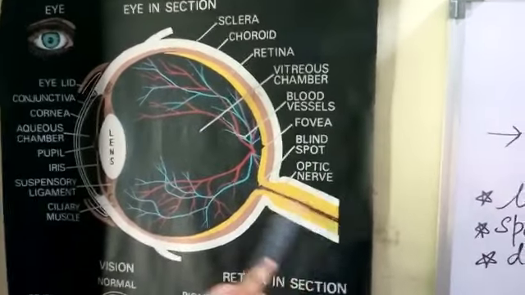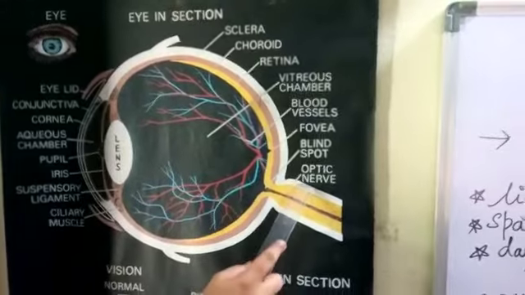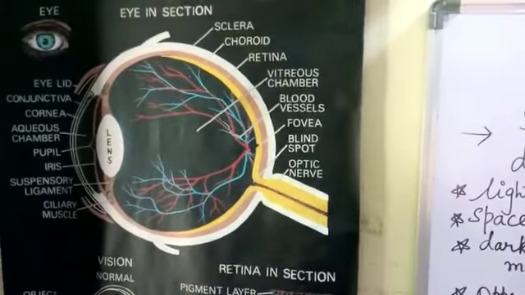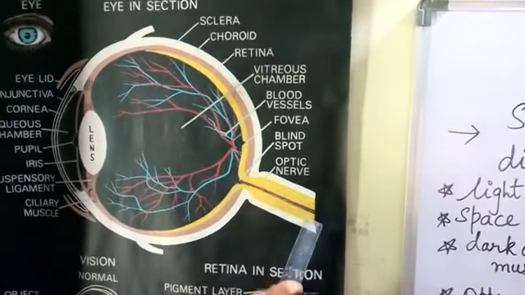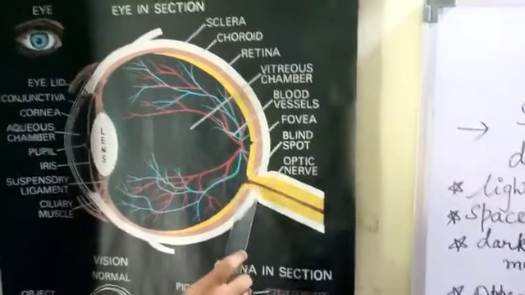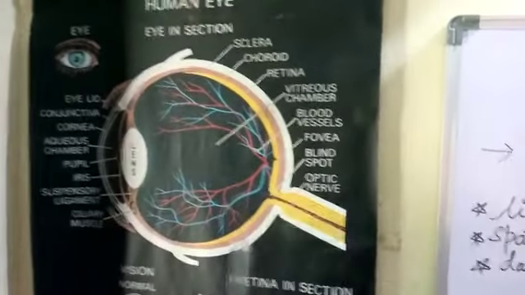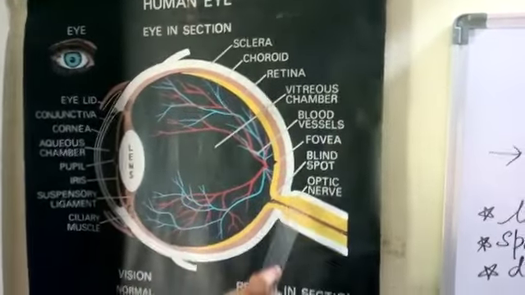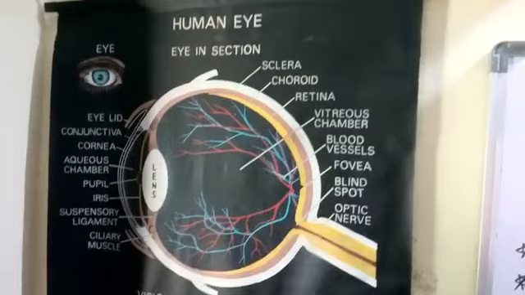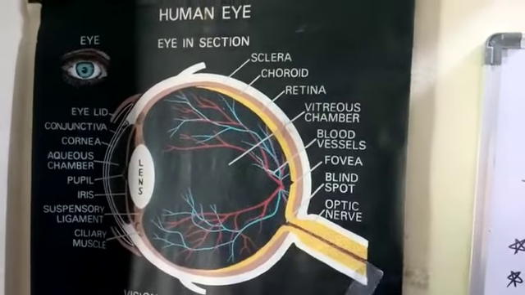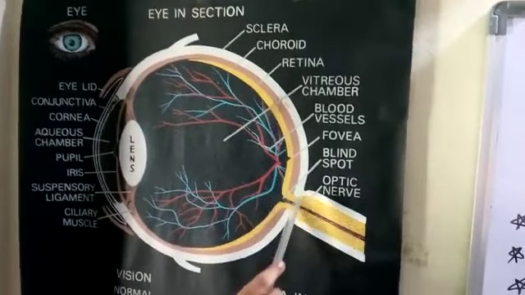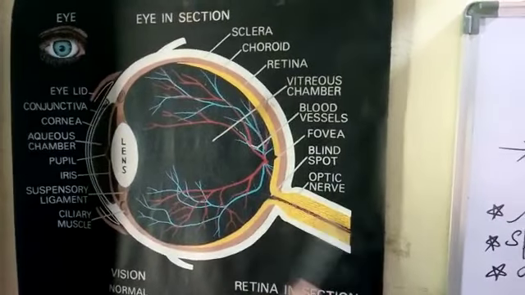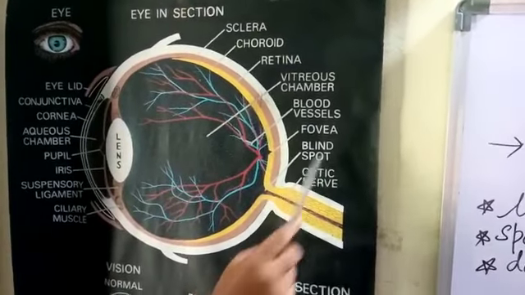And then after the retina, we have the junction here, one nerve. This nerve is nothing but called the optic nerve, behind the retina. So this optic nerve connects our eye to the brain. It carries the messages from the eye to the brain. So the optic nerve is also one of the parts of the eye which is carrying the messages from the eye to the brain.